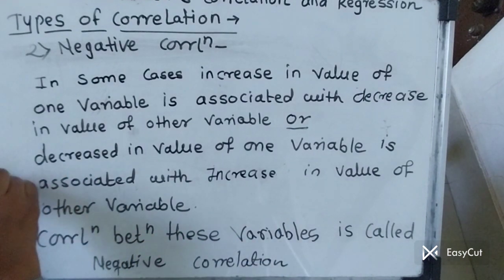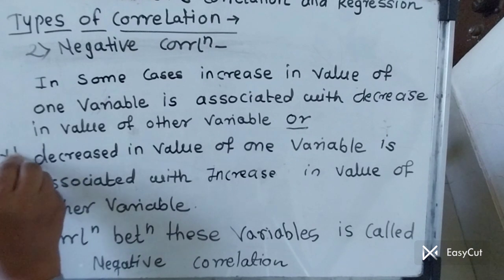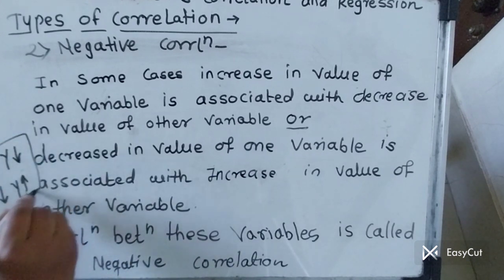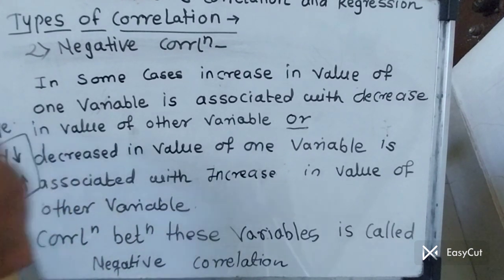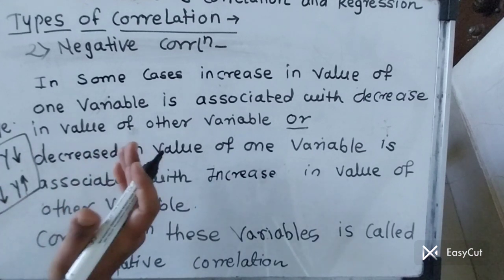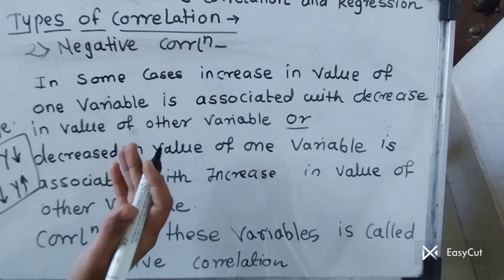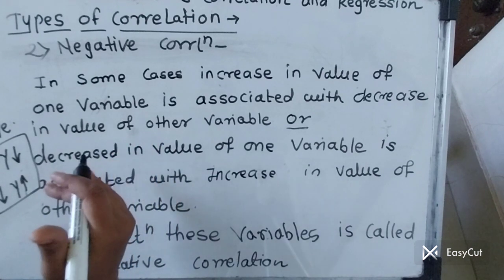Suppose X increases, Y decreases. If X decreases, Y increases. In this situation, we call it a negative correlation. Suppose supply and price of a commodity. Clearly, if the supply of a commodity is more, the price falls down.